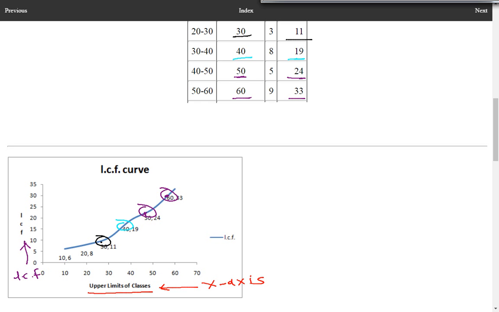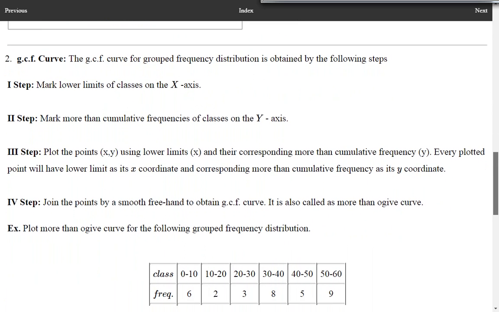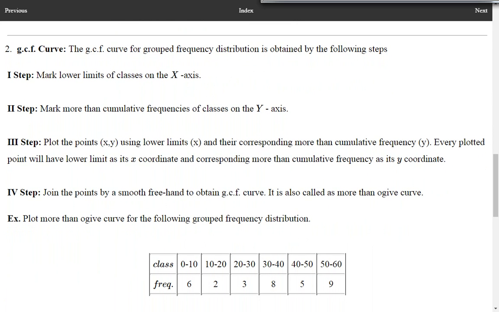The second type of curve is the GCF curve. The GCF curve is also called the more than ogive curve.